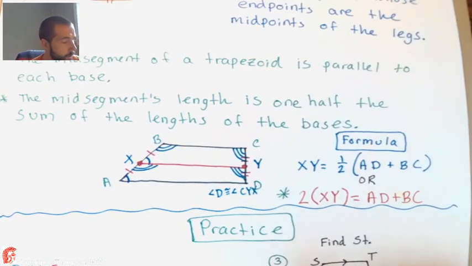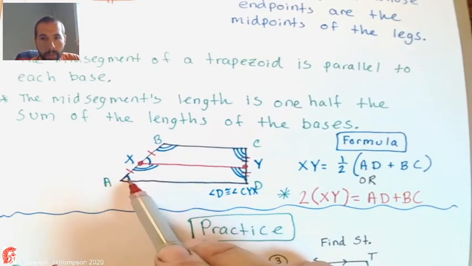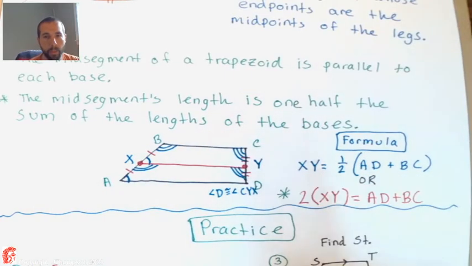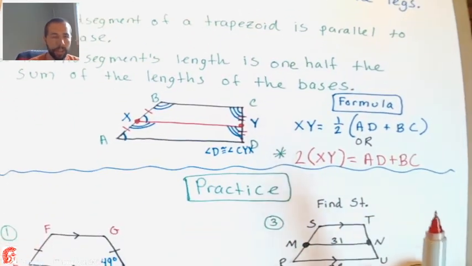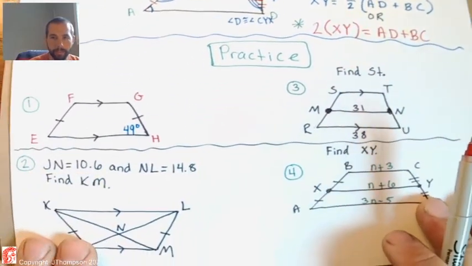And then we also have more consecutive interior angles, like angle A and B are consecutive interior, so they add up to 180. And angles C and D are consecutive interior, so they add up to 180. So all your properties of parallel lines apply. Okay, so we're just going to finish this off with 4 examples.